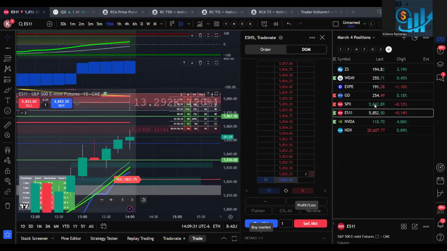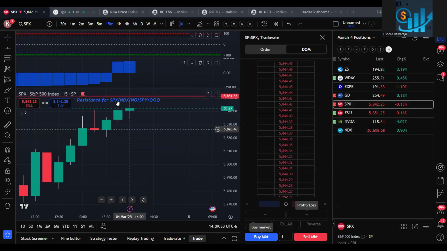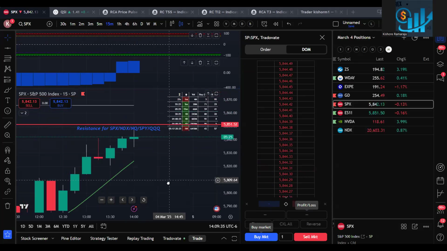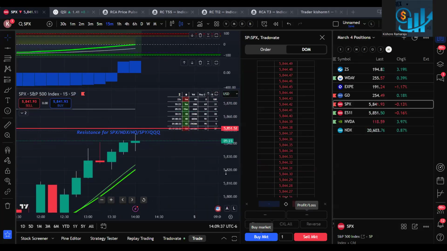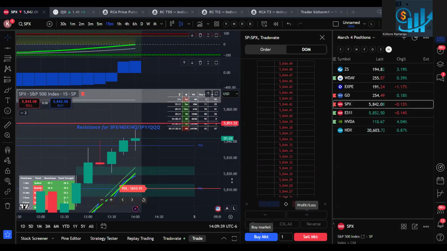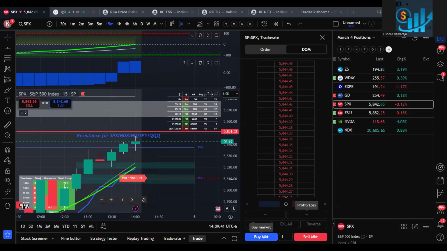Still, there is no 1 hour resistance, but there are some sell orders here. So it is still looking bullish as of now. There might be only small pullbacks, but the trend is very bullish.